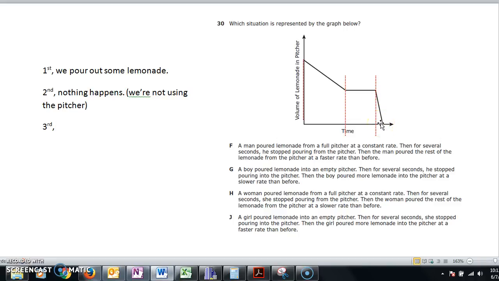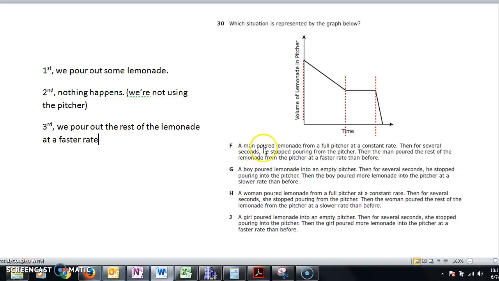The other thing we have to consider is, did we pour out lemonade faster in the first section or in the third section? And we have to look at how steep that line is. In this line over here, the line's really steep, so it took less time to pour out that lemonade, so that means the lemonade was being poured out faster over here. So the third thing that happens is we pour out the rest of the lemonade at a faster rate. Alright, so let's check these three events with what the situations say in our answer choices.